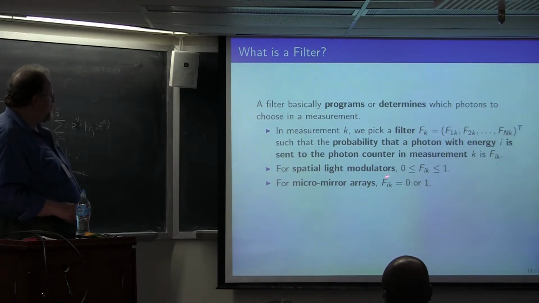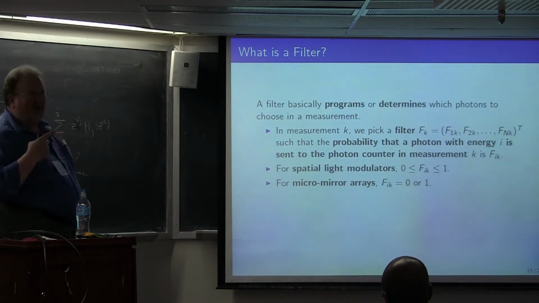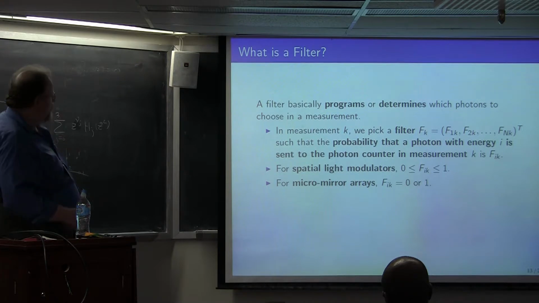So a spatial light modulator goes from 0 to 1. You can have anything between 0 and 1, okay? You can send energies with probability a half if you want. But for micromirror arrays, it's either 0 or 1. Either you're pointing towards the detector or you're not pointing towards the detector. So those are your options.